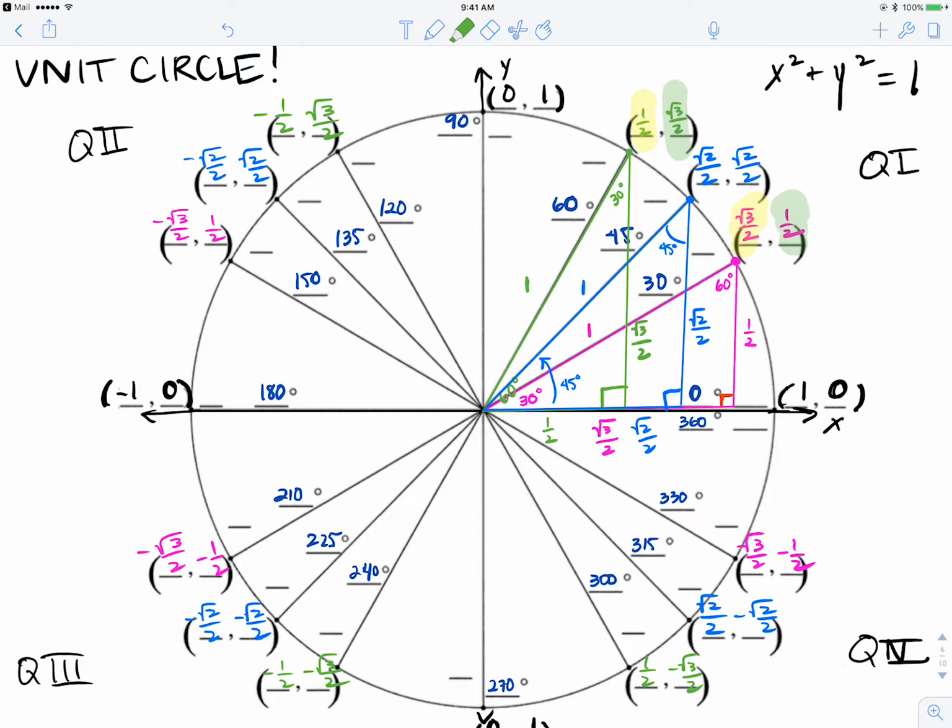The unit circle is the radius always the radius? Yeah, that's why it's a unit. Any point is going to be a distance of 1 unit from the center.